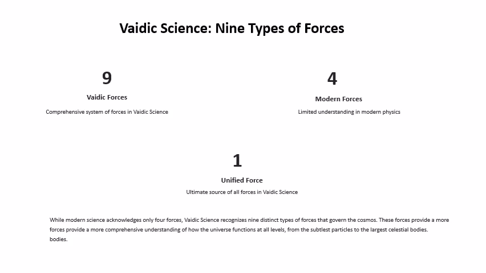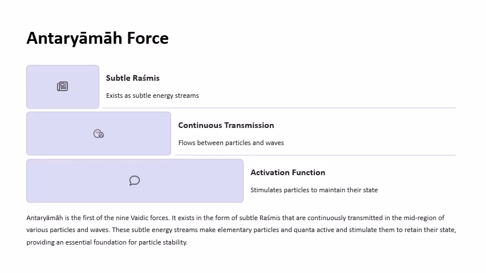So let's try to unpack these 9. The terminology is specific, derived from Sanskrit, it seems. Think of them as different flavors or functions of that underlying bala. First up is the Antaryāmaḥ force. Antaryāmaḥ. Okay, what's its job? It's described as working through subtle energy streams called rashmis. These rashmis are transmitted within and between particles and waves constantly. And its main role is to activate particles and, importantly, help them keep their state, maintain stability. So you could think of it as a force for particle integrity, for stability. Stability, okay. Makes sense to have something like that.